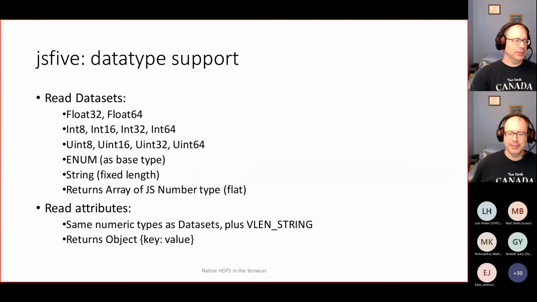So for data sets, it supports the simple data sets that are the standard data types. Recently, someone really wanted enum support, so that was added in, and string data sets. And then it's able to read attributes, as you would expect. It can support all the same types in attributes that are in data sets, and then it returns them as a JavaScript object with key value pairs.